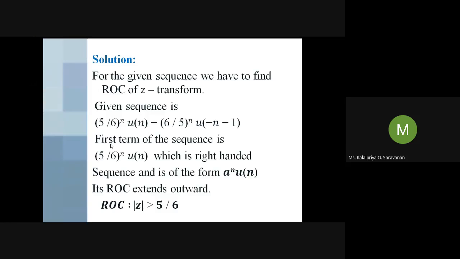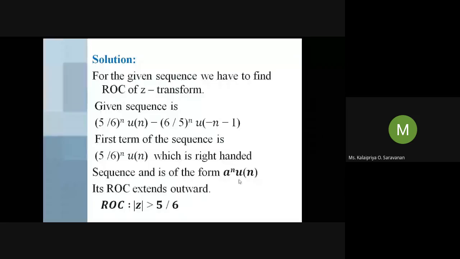Just take the first term of the sequence. What is the first term? (5/6)^n u[n]. Now I told you I'm not going to apply any basic formulas or something like that. What I'm going to do is I have a basic set of Z transforms for a few basic signals. I'm just going to use them as formulas and then apply them here. Now (5/6)^n u[n] is a right-handed signal, which is a causal signal. Just compare this with a^n u[n]. Aren't these both the same?